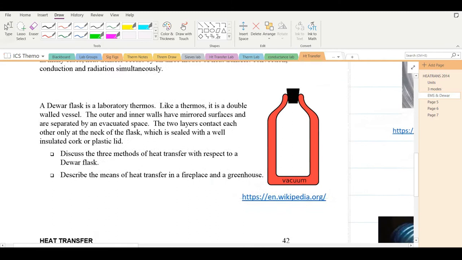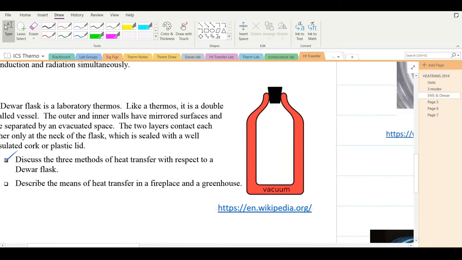So, just one question here. Discuss the three methods of heat transfer with respect to a Dewar flask. Since the space between the inner and outer walls is evacuated, there's no solid or liquid or gas to bring about conduction or convection. And furthermore, the surfaces are mirrored, so that eliminates radiation. The only point of contact is the rubber stopper, and that's well insulated.